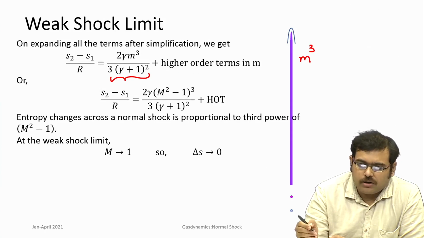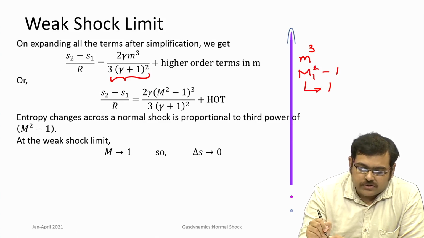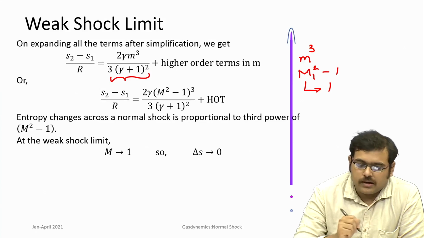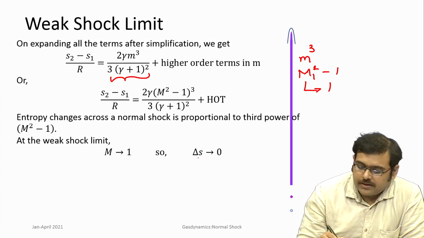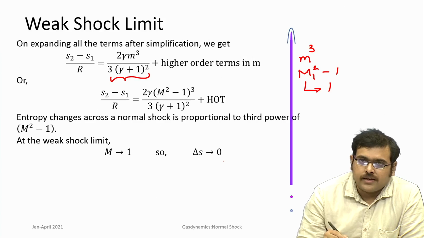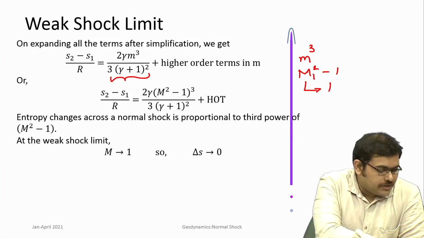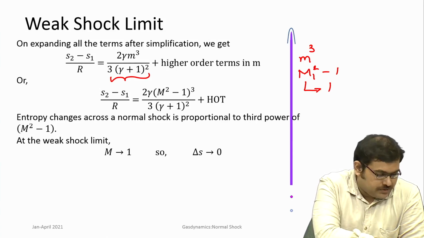Now, m is already a small number, because m1 square minus 1, and m1 is going towards 1. So you see that as m1 tends to 1, very rapidly delta S, that is the entropy change, goes to 0. That means in the weak shock limit, essentially you are reaching isentropic conditions. So the weak shock limit is almost like that of an acoustic wave or isentropic conditions.